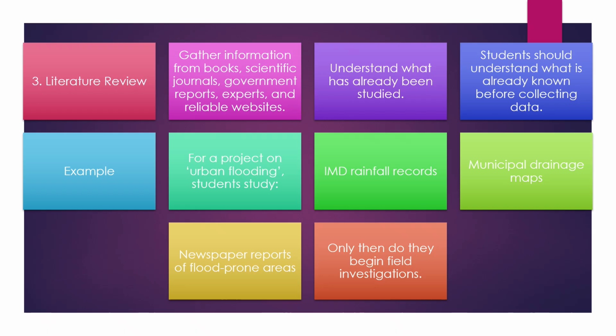Literature survey. Gather information from books, scientific journals, government reports, experts, and reliable websites. Understand what has already been studied. Students should understand what is already known before collecting data. For example, in a project on urban flooding, the students should study IMD rainfall records, municipal drainage maps, newspaper reports of flood-prone areas, and only then begin with the field investigations.